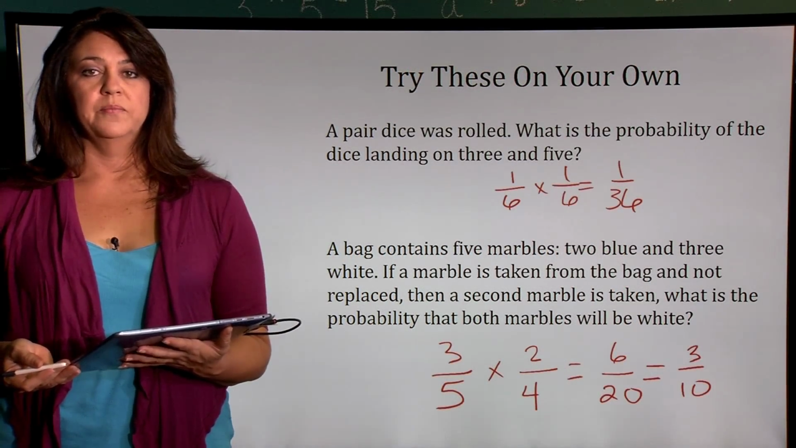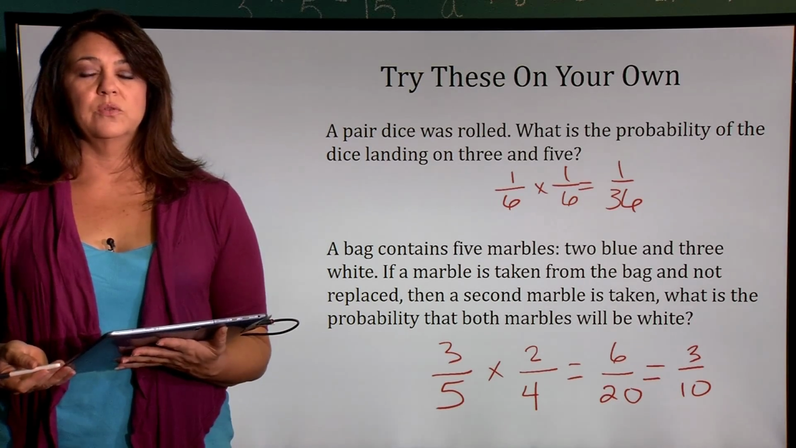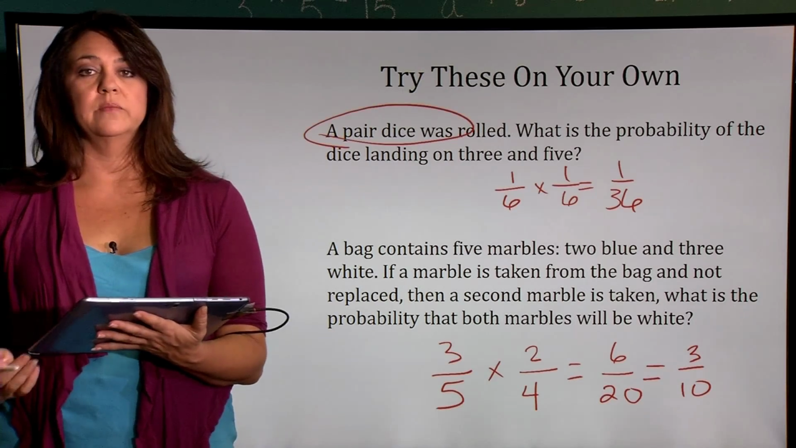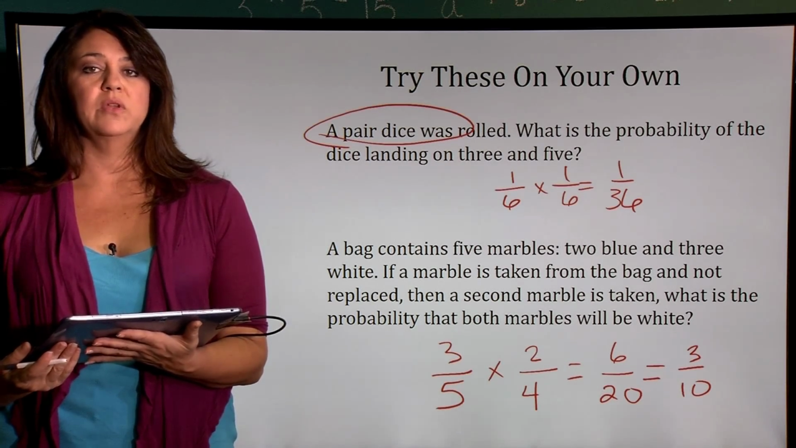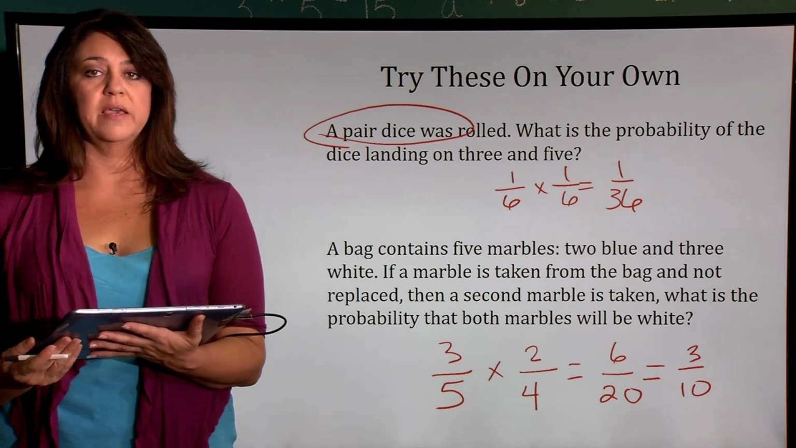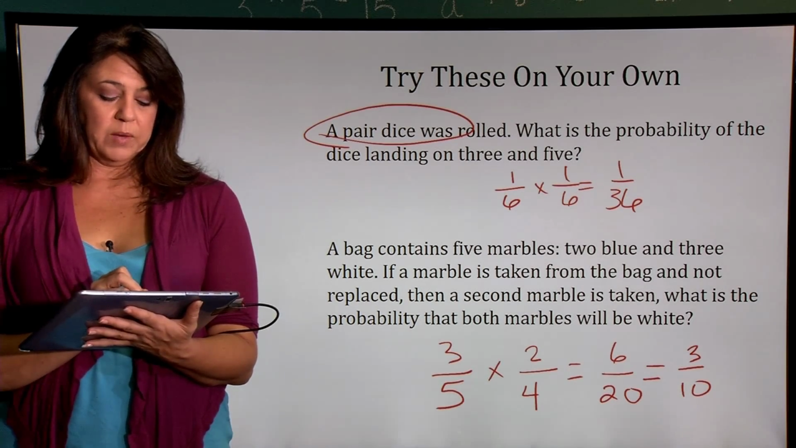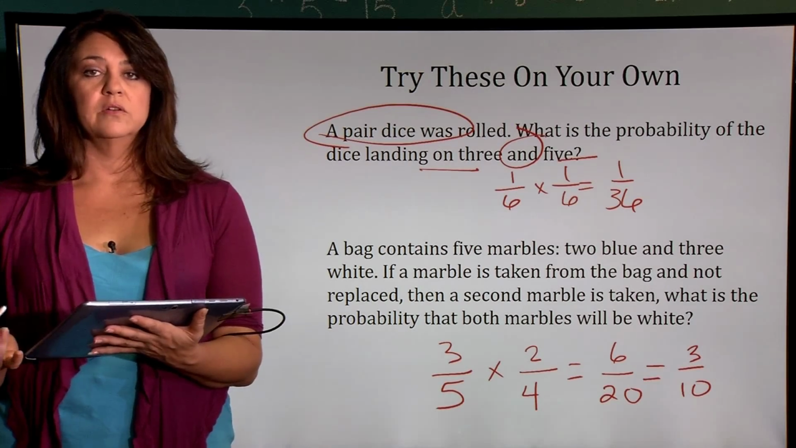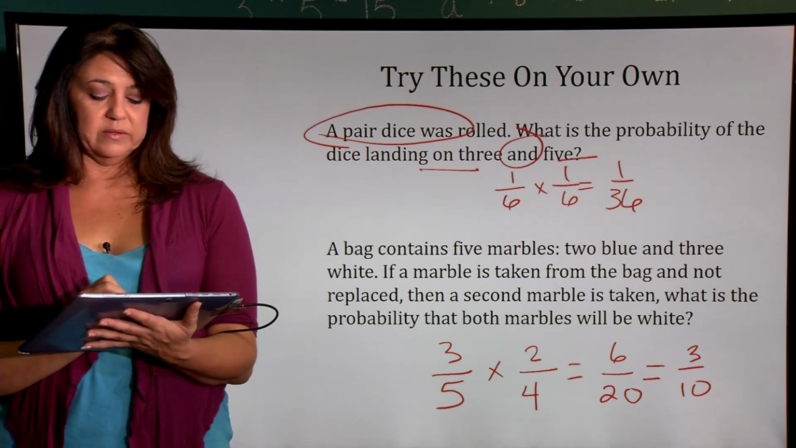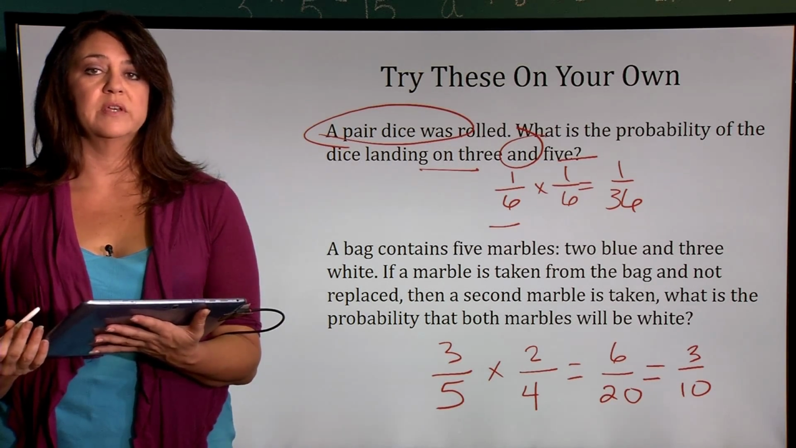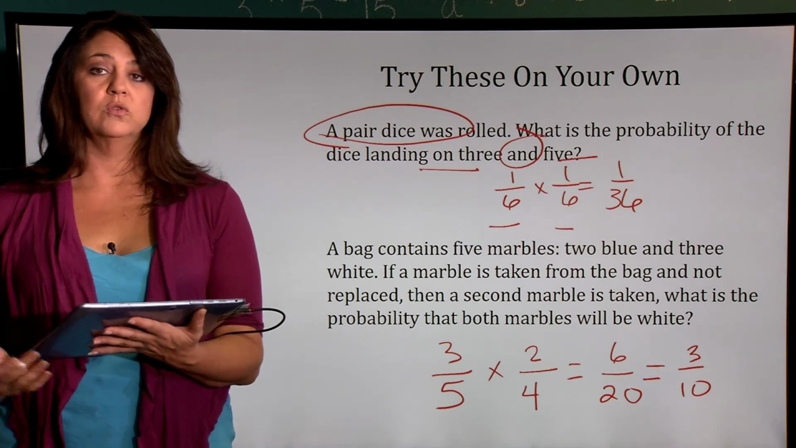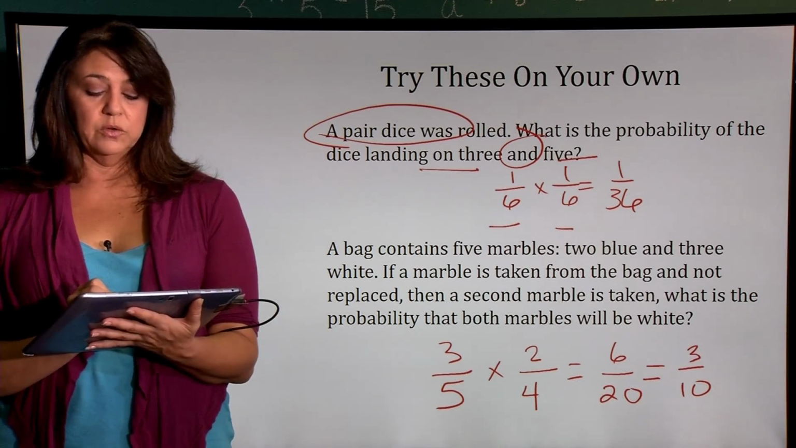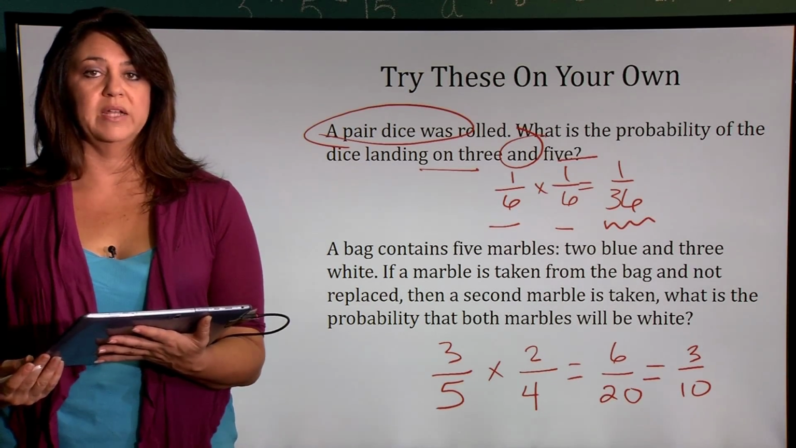Let's see how you did. I've written the steps and answers so that we can talk about the details. Here we have a pair of dice. They're both being rolled at the same time, so the denominator will be the same in each case. What is the probability of landing on 3 and 5? There's 1 3 on a pair of dice, so the probability is 1 out of 6. The same probability is true for the second pair of dice. Multiply them together to know the probability of the compound event.